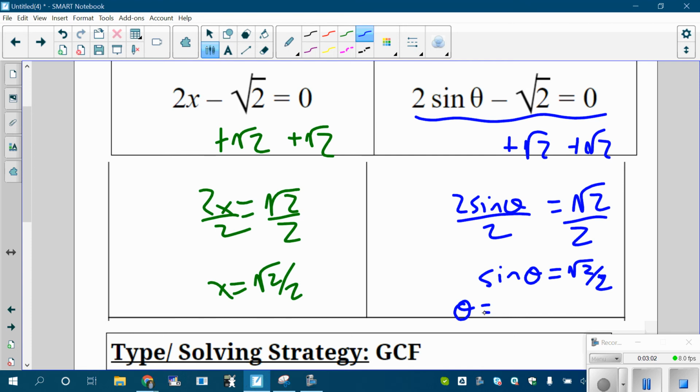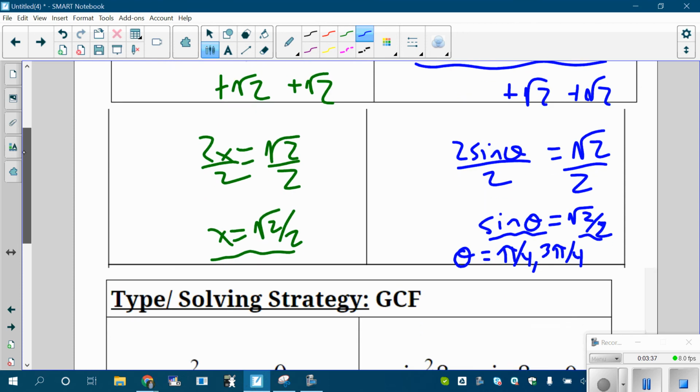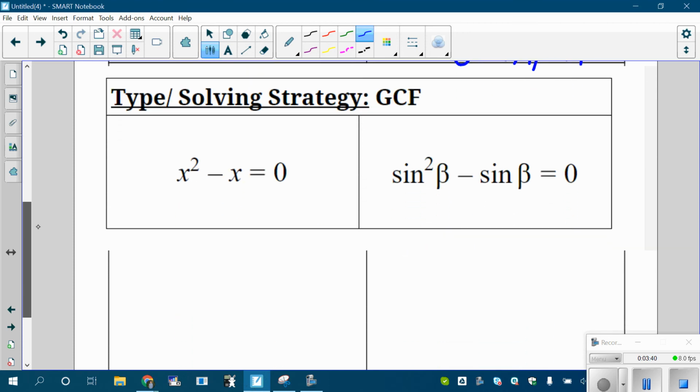Think about it. In the first quadrant, there's an answer, and there's an answer in the second quadrant. It's going to be pi fourths and 3 pi fourths. Generally, not always, but generally, trig equations have 2 solutions between 0 and 2 pi. So I know the linear equation only had 1 solution, but because of how the unit circle works, when you ask yourself how many times does sine equal that number, it usually happens twice. Not always, but generally there are 2 solutions to trig equations between 0 and 2 pi.